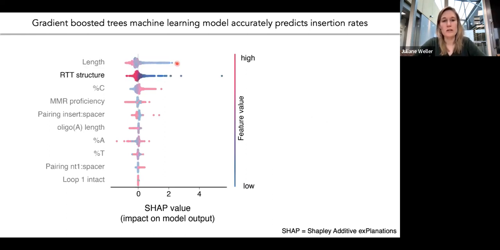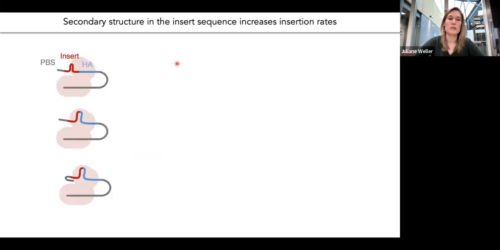Another very important feature is the RTT structure. When thinking about the structure of the RT template, so this is the insert and the homology arm, we can also think about the whole extension of the pegRNA. There are different ways of calculating the structure. So initially, we just looked at the impact of the structure of the insert alone.